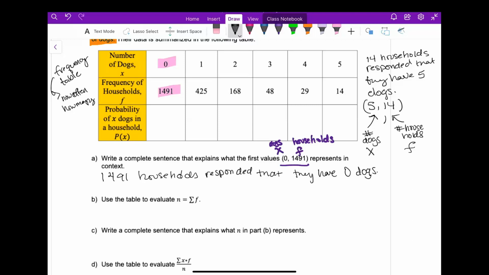Let's use the table to evaluate n. And what is n? It is the sum of the frequencies. The question is, what is n? Right? Because it says evaluate n. And then now I'm reminding you, what is n? It's the sum of the frequencies, because that's what it's asking you for. Let's do it. What are we going to add? So a sum of frequencies is 1491 plus 425.